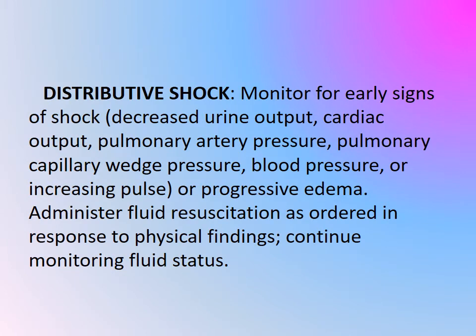Distributive shock: monitor for early signs of shock. The main signs of distributive shock are decreased urine output, cardiac output, pulmonary artery pressure, pulmonary capillary wedge pressure and blood pressure, or increasing pulse rate or progressive edema. Here we should administer fluid as ordered in response to physical findings and continue monitoring fluid status.